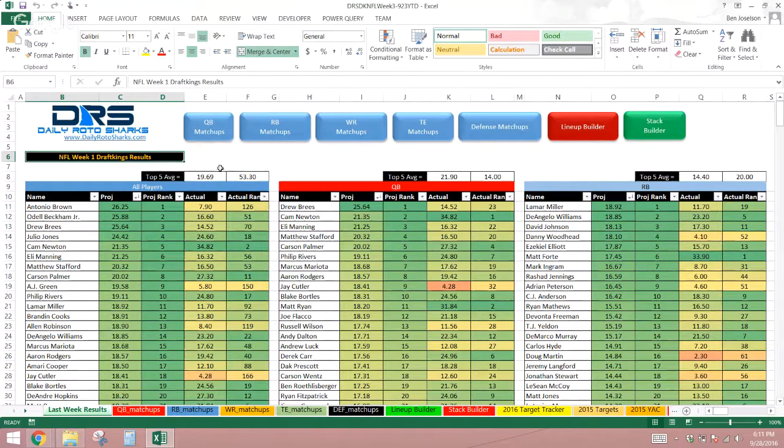So what we have right here is the week 3 sheets, and this is the results page from week 2. I'm on the DraftKings sheets because that's what I play more of with NFL. So what we have here is how the players did the week before and what we had as the projections and the ranks and stuff. So this is the week 2 results.